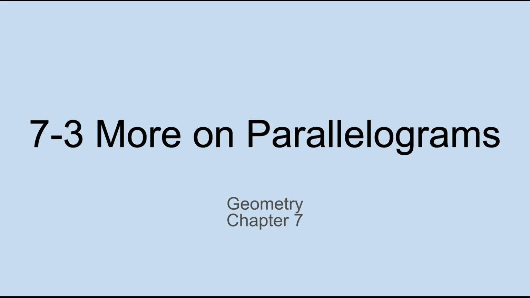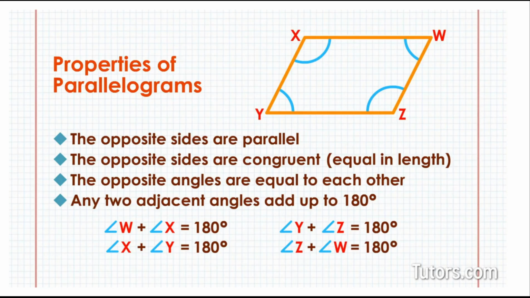More about parallelograms. And so let's remember what the properties of a parallelogram are. The opposite sides are parallel. The opposite sides are congruent in their length. The opposite angles are equal to each other. And any two adjacent angles add to 180.